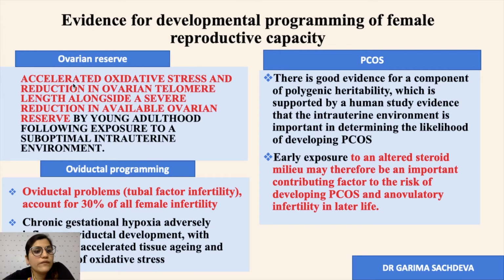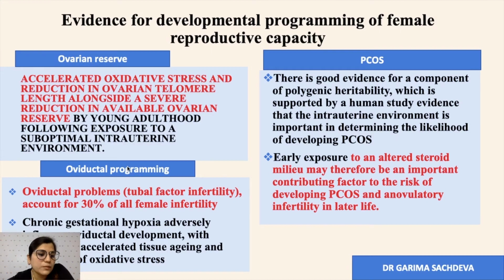And then ovarian reserve. So now we are discussing how developmental programming affects the reproductive capacity. It has been seen that if there is a suboptimal intrauterine environment, because of increased oxidative stress, reduction in ovarian telomere length and reduction in ovarian reserve has been noted. So these patients have reduced ovarian reserve.